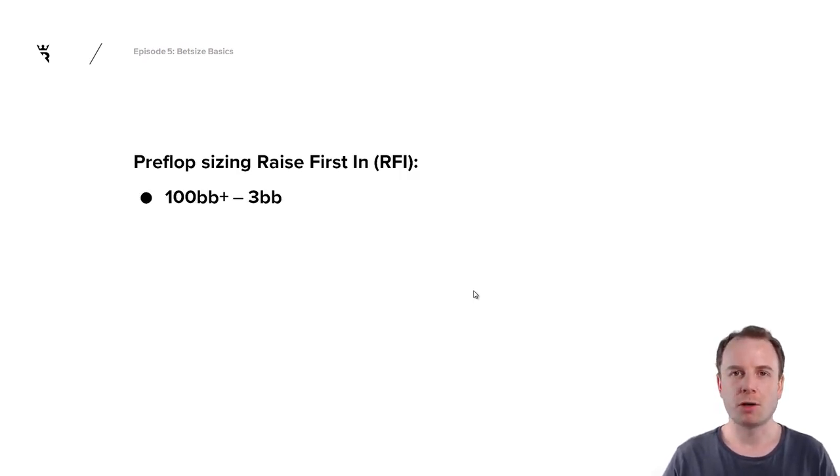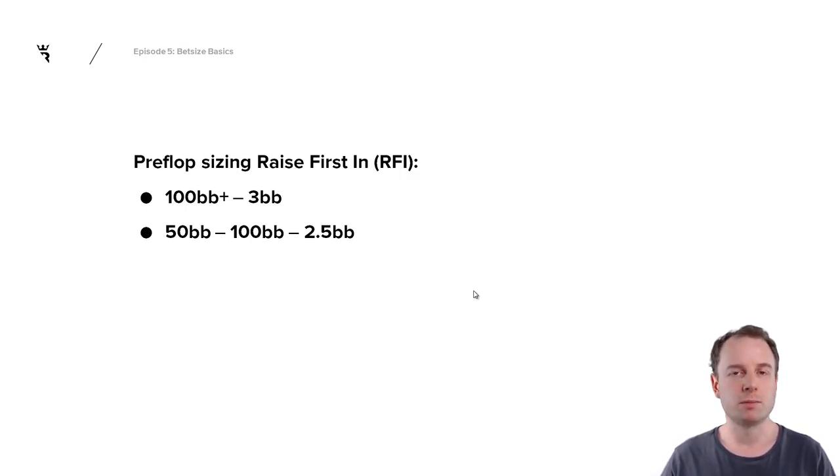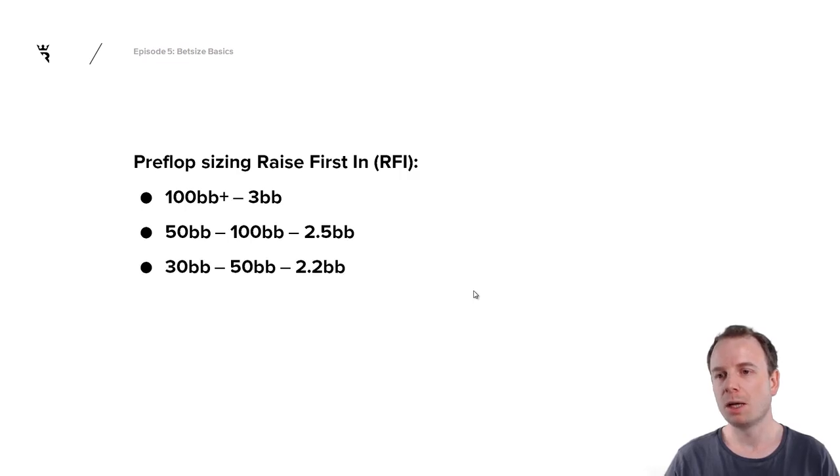So when we're 100 big blinds plus deep, so very early in the tournaments generally, you're going to want to go 3 big blinds as an open size. 50 to 100 big blinds, somewhere around the region of 2.5 big blinds. It doesn't matter too much if you're going 2.2, if you're going 2.7, if you're going 3 big blinds, but I wouldn't go over 3 big blinds as a rule.